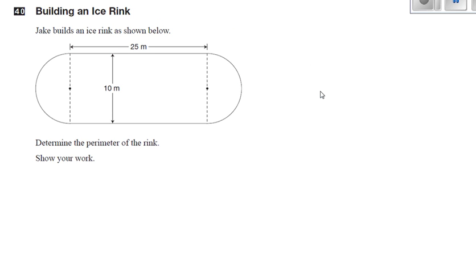Question 40. Jake builds an ice rink as shown below. Determine the perimeter. So perimeter is distance around an object. So here's the distance around.